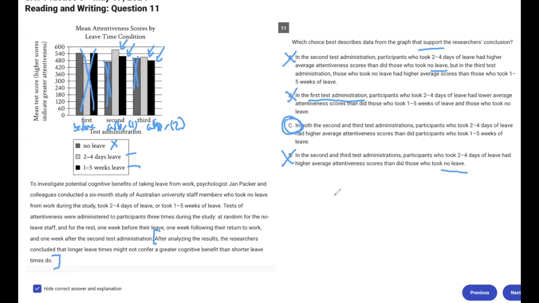Hopefully now you realize that even though these types of questions have you look at both a graph and a passage, they're not so bad as long as you know how to avoid these certain traps.